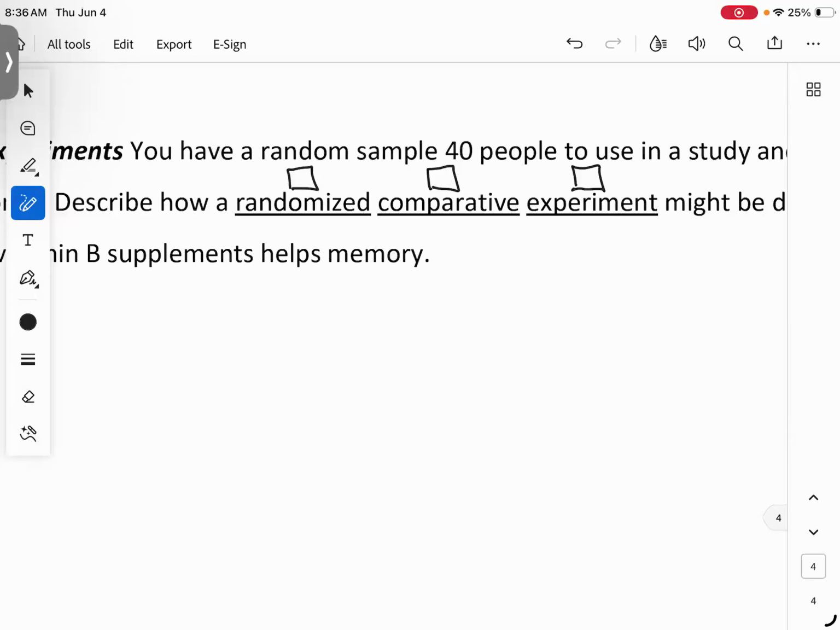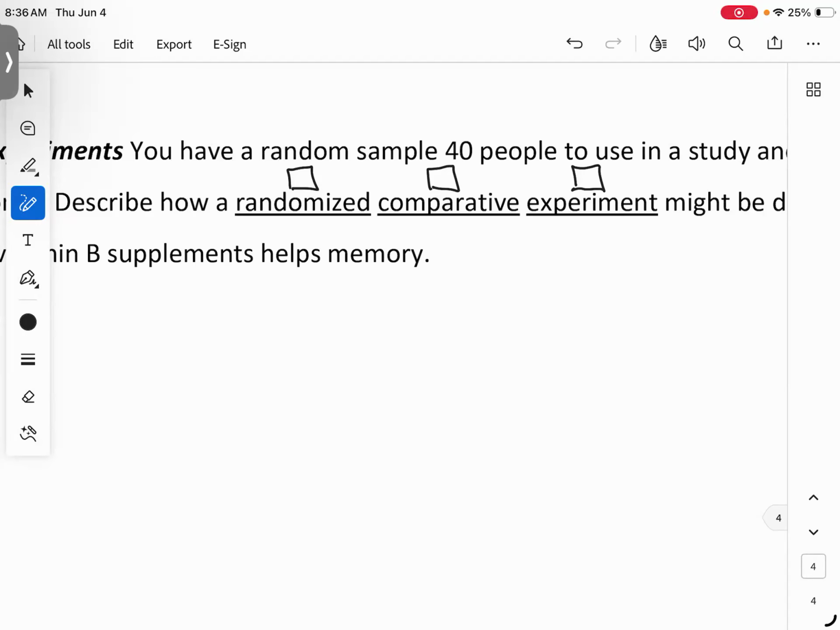Comparative is that one group is going to have something different than the other group, and then experiment is the control. We're manipulating, we're telling these individuals, here's what we want you to do. And then going back to the comparative, after a certain time period, we're going to test and see whether there's a difference between group A and group B.